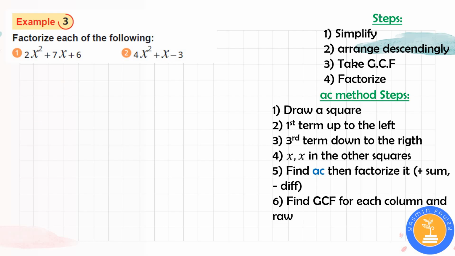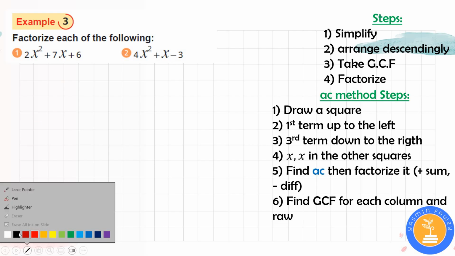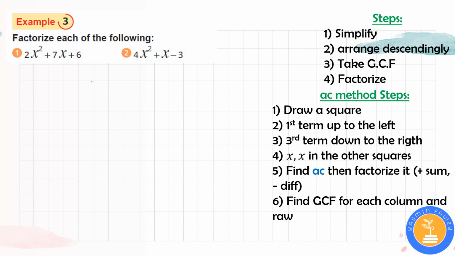First of all, I have to draw a square. Then I will divide this square into 4 equal parts. The first term, which is 2x squared, I will put up to my left hand, and the last term, with its sign and everything, I will put down in the right square. Then I look for the middle term. The middle term here is x, so I'll put x and x.